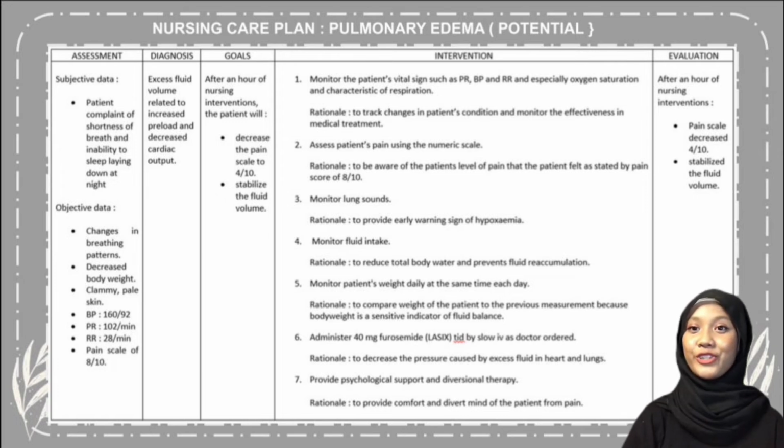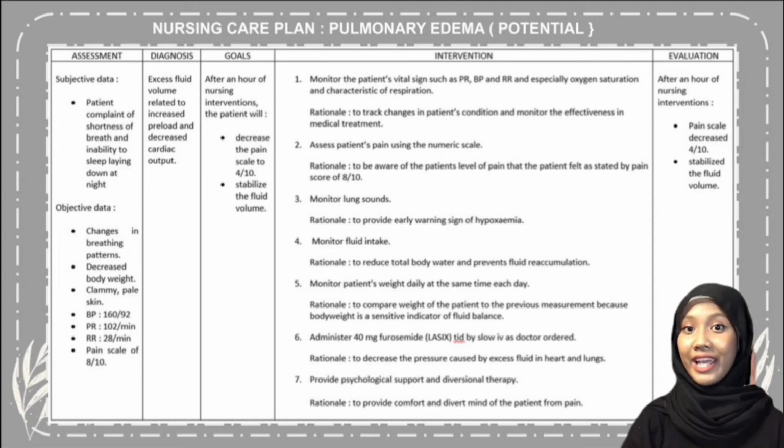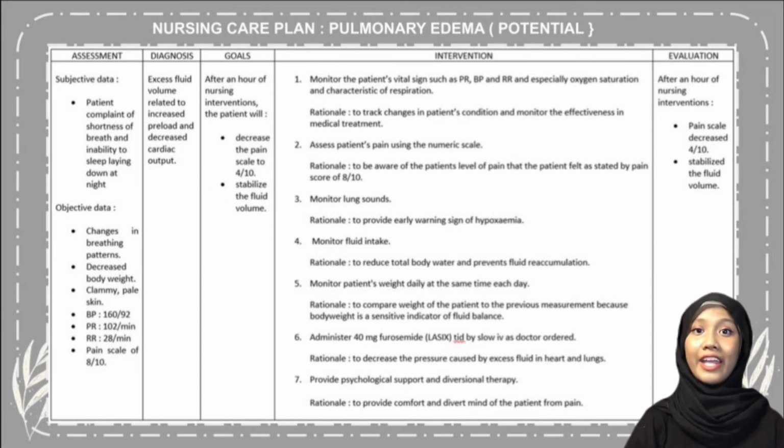Now let's move on to the last part, which is evaluation. After an hour of nursing intervention, the pain scale finally decreased to 4/10. Here we can see that the patient's pain decreased from 8/10 to 4/10, and the patient finally can stabilize the fluid volume.